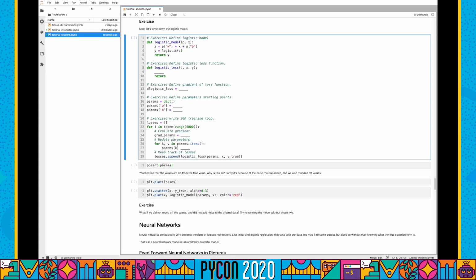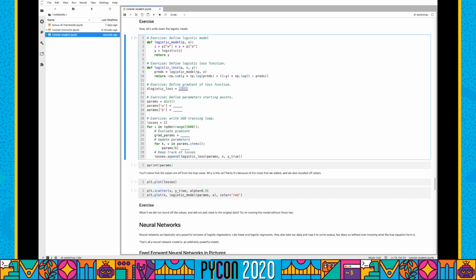Now, if we look at the logistic loss function, first off, keeping in mind, we need to get the predictions out. So preds is logistic model p and x, and what we return is the comparison between the prediction and the output, the ground truth class. So we return the negative sum of y times np.log of preds plus 1 minus y times np.log of 1 minus preds.